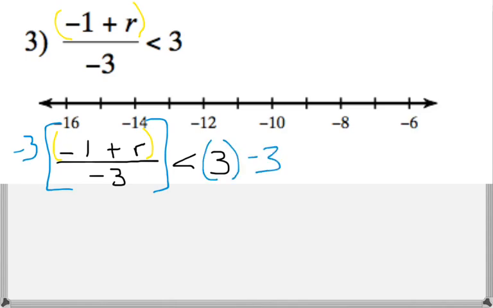If we multiply or divide an inequality by a negative number, our sign needs to change directions. So we turned it around. Our negative 3s over here are going to cancel out, leaving us with our negative 1 plus r. And 3 times negative 3 gives us a negative 9. Now to get our r by itself, we still need to take care of that negative 1. So we would need to add 1 to both sides.